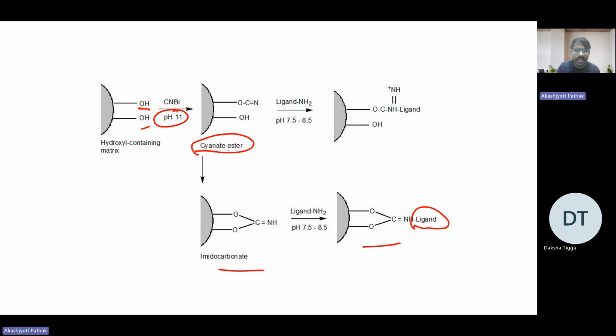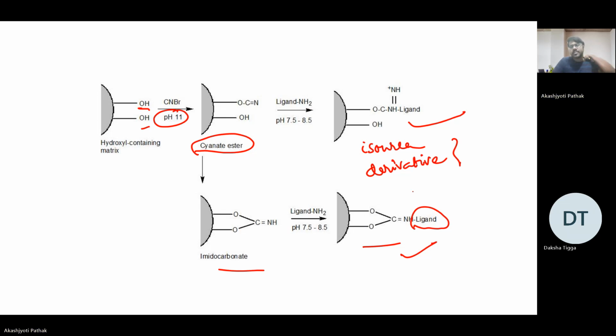If it is cyanate ester, then you will have this isourea derivative. So there can be this one forming, or there can be this forming. So you can have either an isourea derivative, or you can have this imidocarbonate forming this complex. Okay.